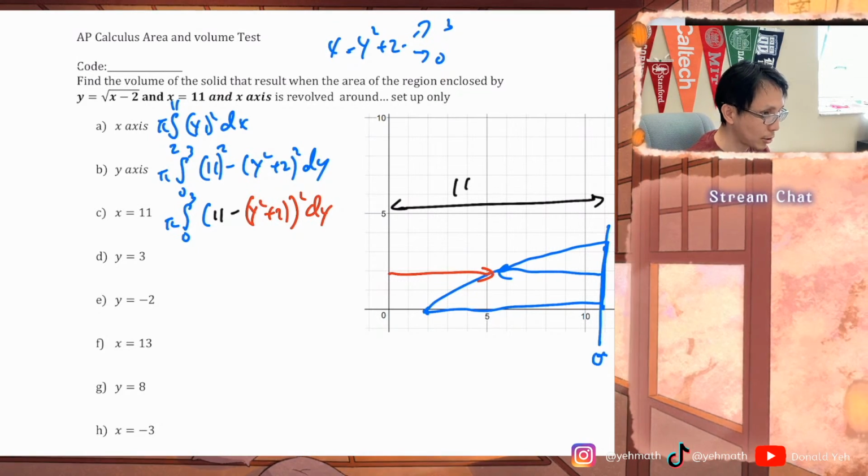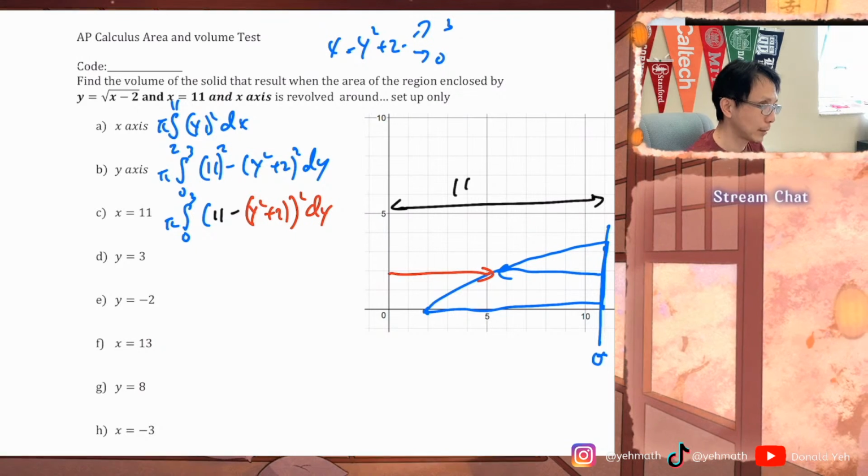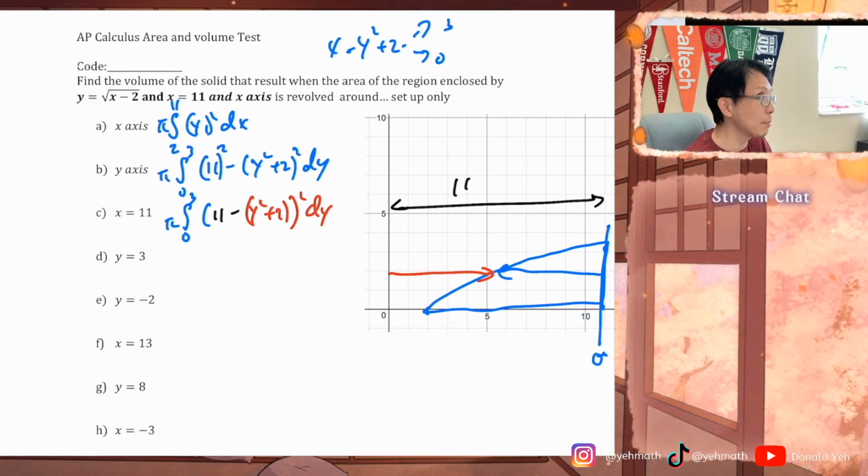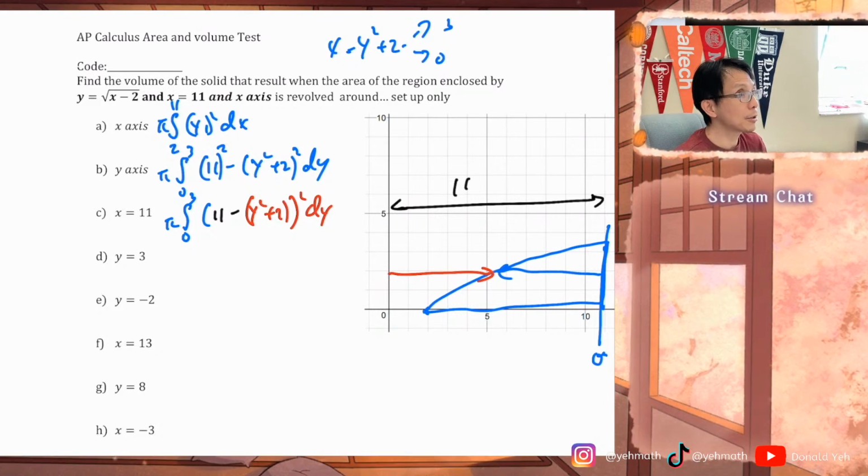Okay. So sometimes you have to think about that. And most of the time you have to think that way for the rest of them, because all the rest of them are called off-axis rotation. You have to figure out what happened.